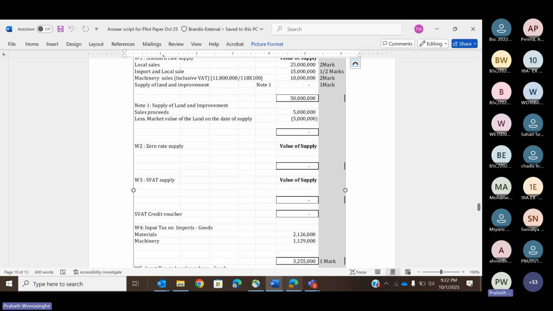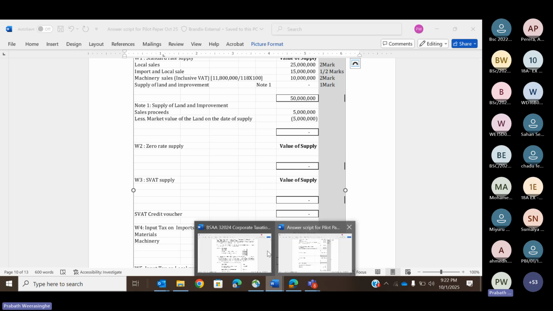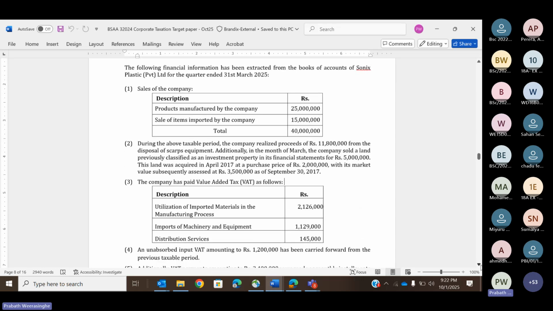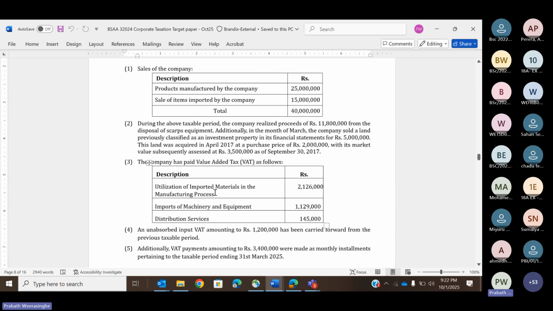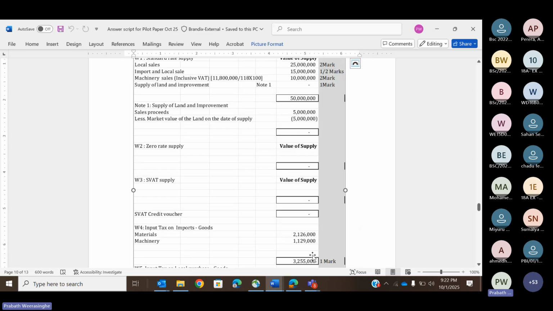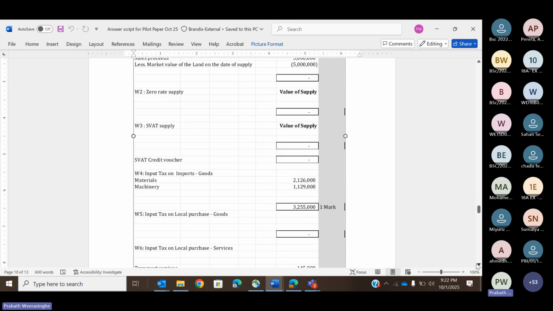So then there is input tax. It says these things; only the input tax they are giving, right? On imported material and machinery, both are imported articles, so it is coming under importation. A very similar question we did in the lecture also, right? In our discussion, so that is input tax on imports.